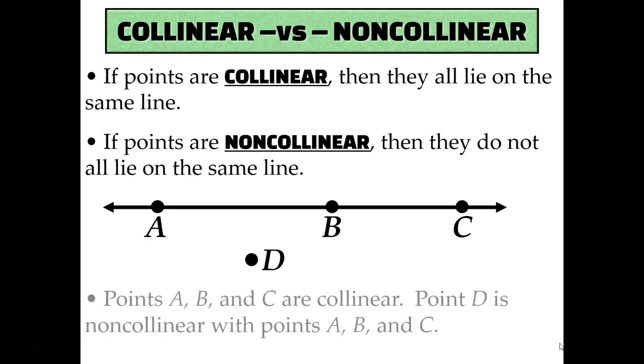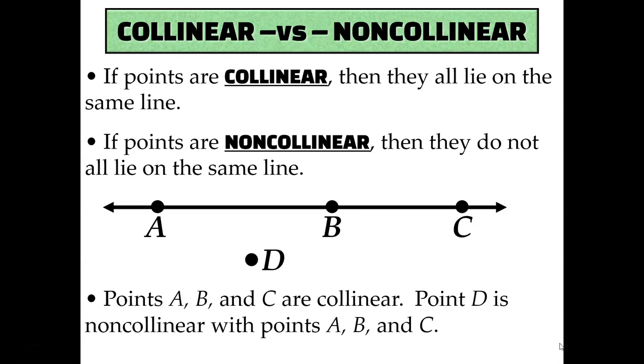For example, points A, B, and C are collinear because a line can be drawn straight between them. Whereas point D in this diagram is non-collinear with points A, B, and C because there's no way to draw a straight line that goes through all 4 points.